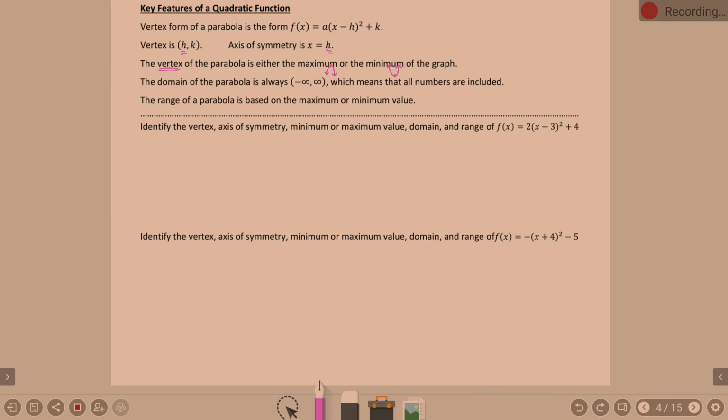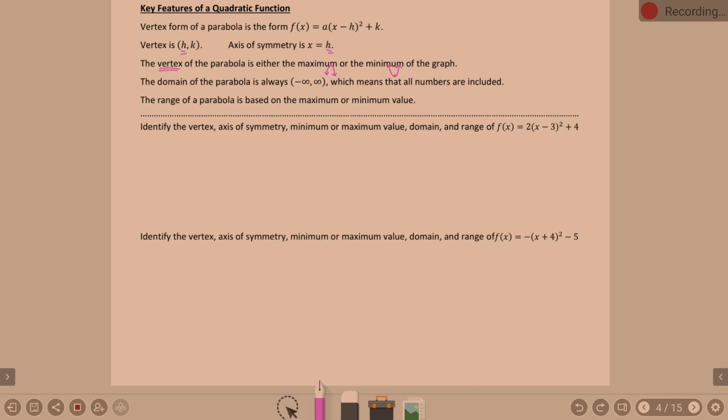Domain. Okay, domain is back. The domain of the parabola is always negative infinity to positive infinity, which means all real numbers are included, because domain, folks, this is a review for the test. Domain is how far left or right my graph goes. How far left does a parabola go? As it's going up or down, it's going infinitely left and infinitely right. So negative infinity, positive infinity.